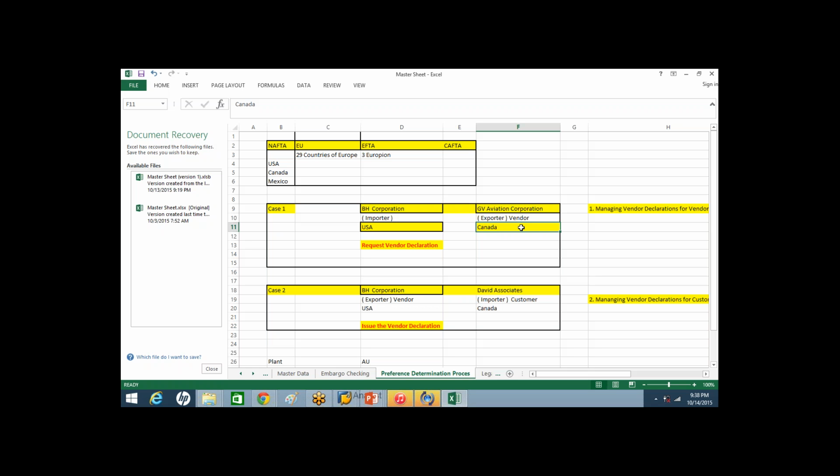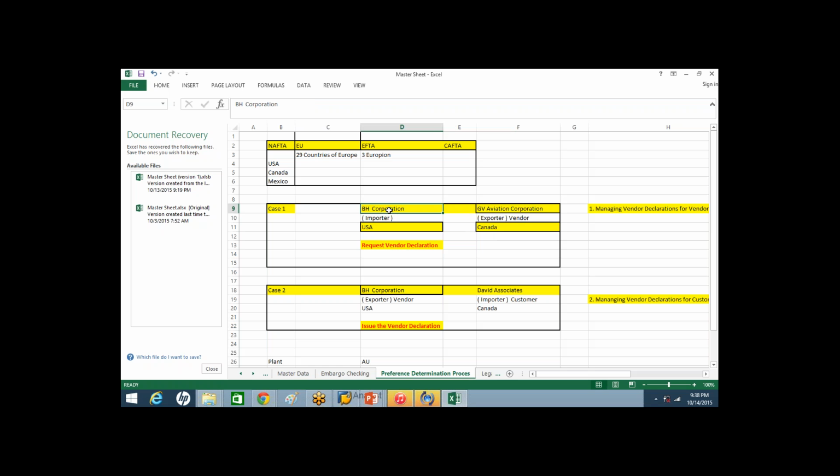If the vendor provides the declaration document, then based on it the US customs authorities will give the preference, the benefit, to the BH corporation. So in case one, Bell Helicopters is supposed to receive what? They are supposed to receive the vendor declaration. Is everybody clear?